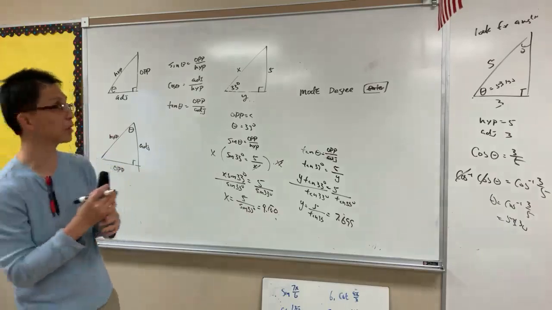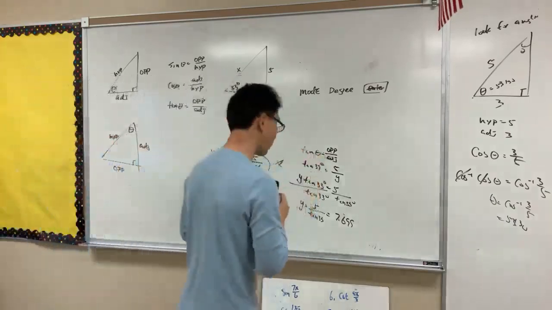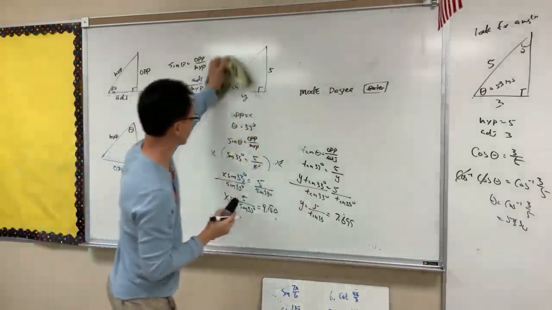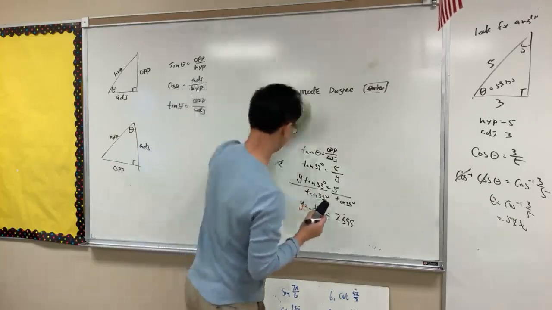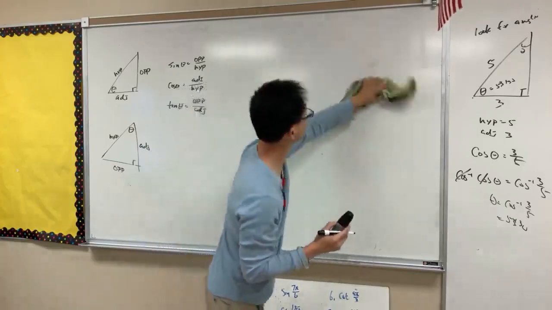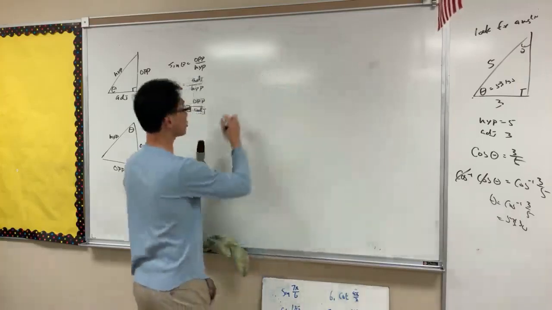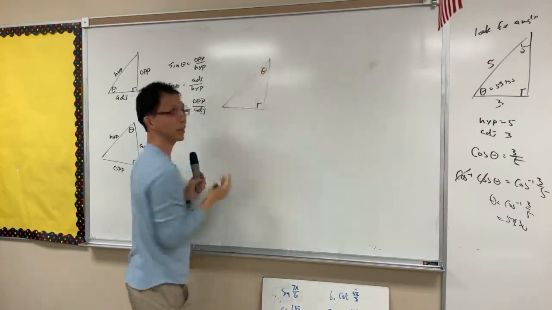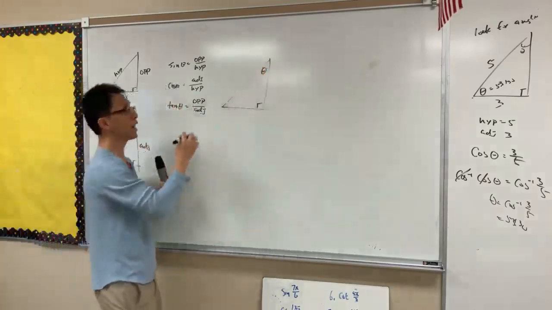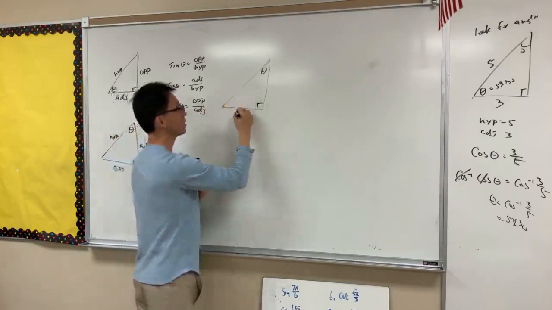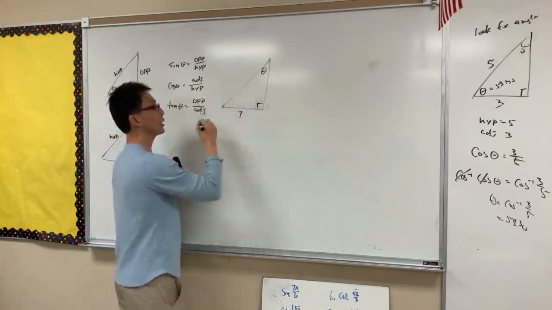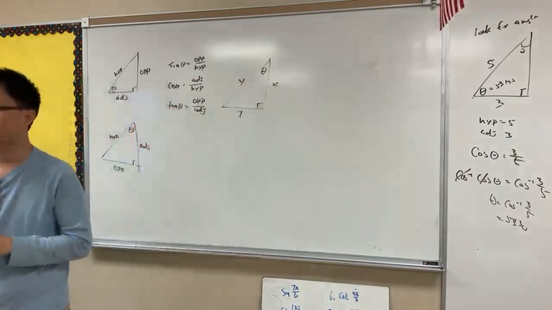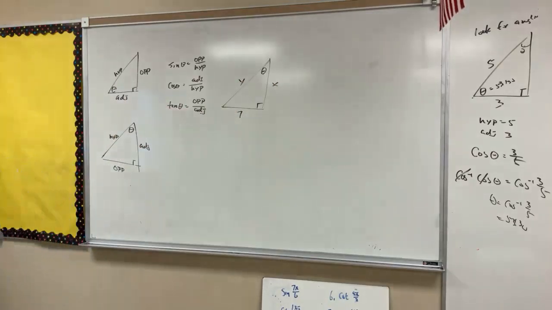Okay, now I'm going to ask you to do these questions right here. I'm going to ask you to do 2 different questions before I go into the next one. I'm going to have a 90-degree angle here, a theta right here, and 7 right here. I want you to figure out x and y. Try to figure out what the x and y are, and that's a 90-degree angle.